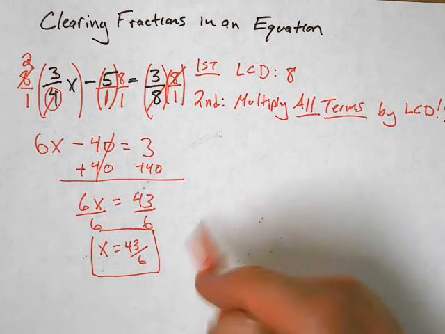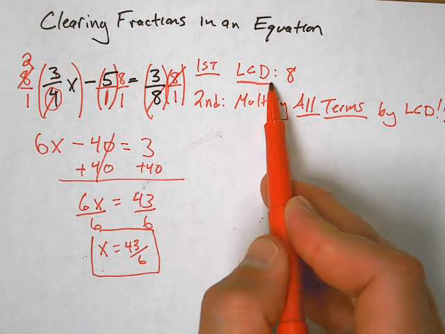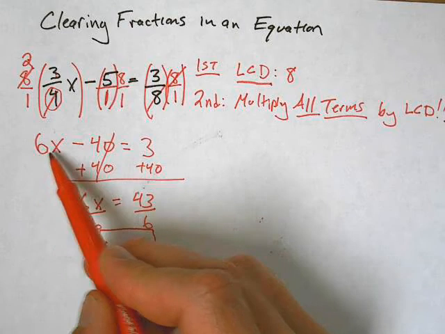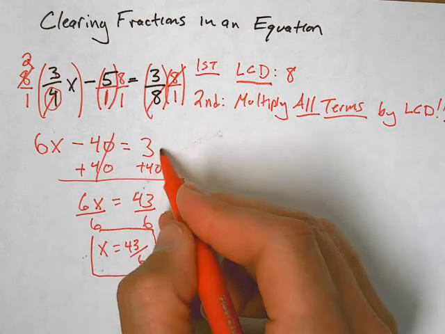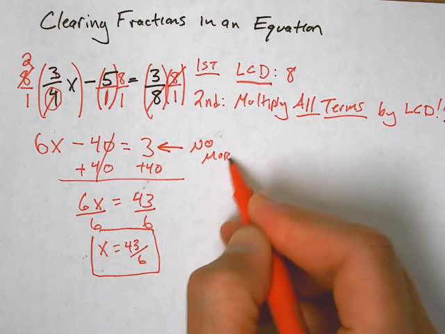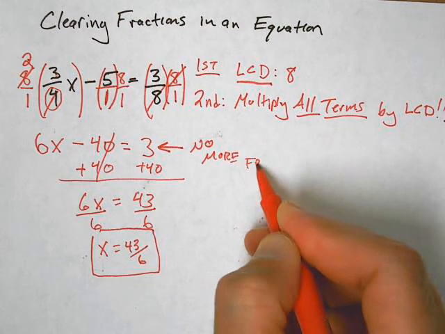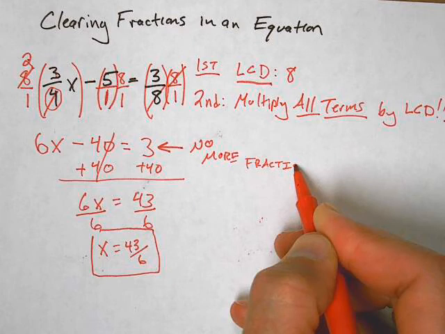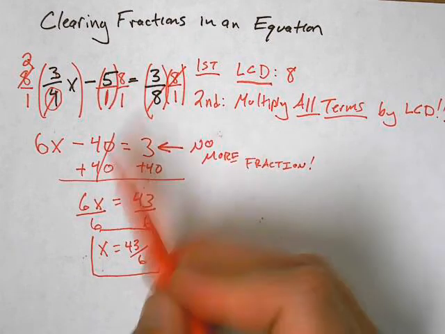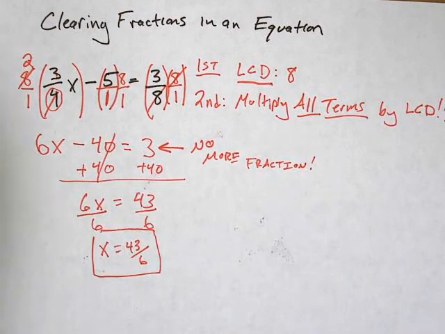So the key is find the LCD, then multiply all terms by that LCD. And if you do that correctly, when you're at this step right here, there should be no more fractions. If you still have a fraction, you may not have picked the LCD. Once you multiply everything by the LCD, you're going to get a nice simple linear equation where all the coefficients are integers.